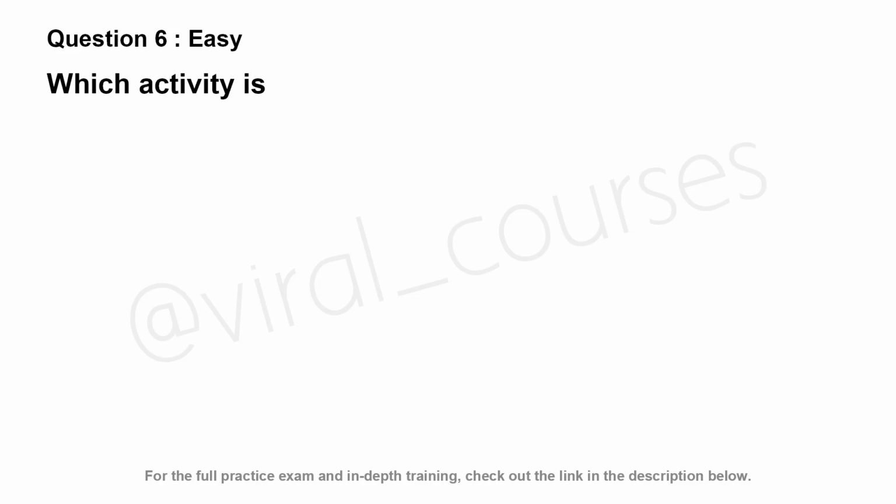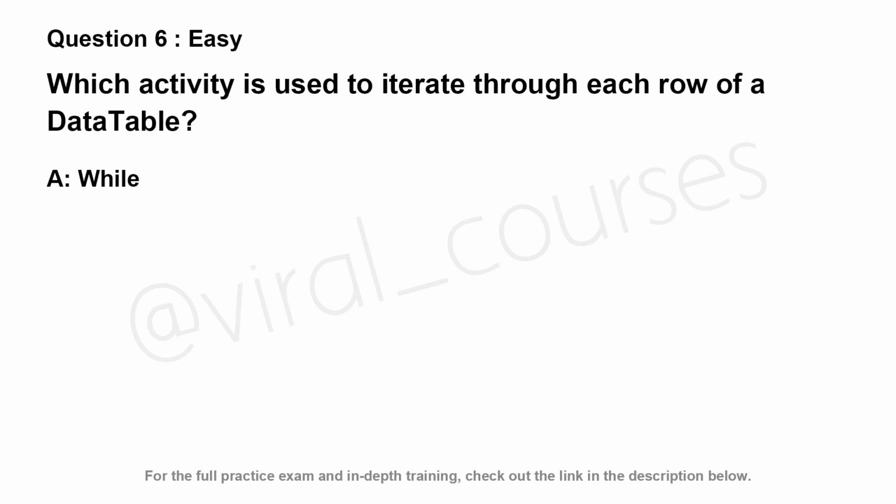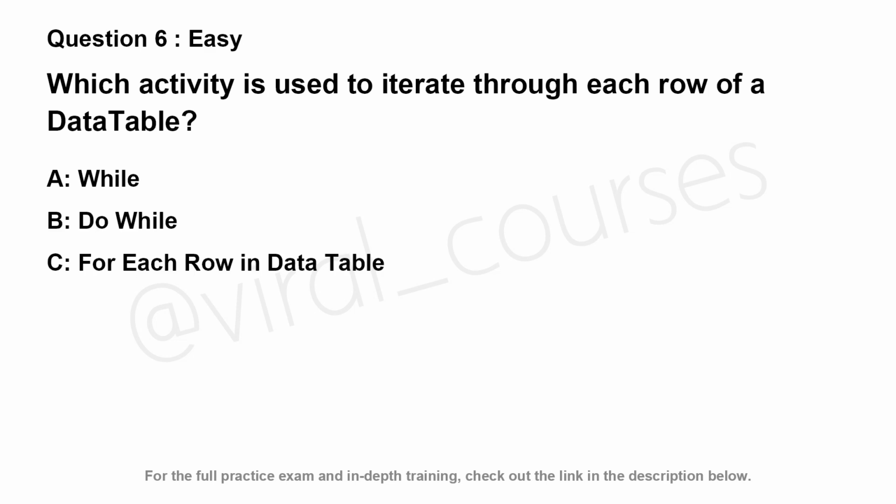Which activity is used to iterate through each row of a data table? Option A, while. Option B, do while. Option C, for each row in data table. Option D, if.